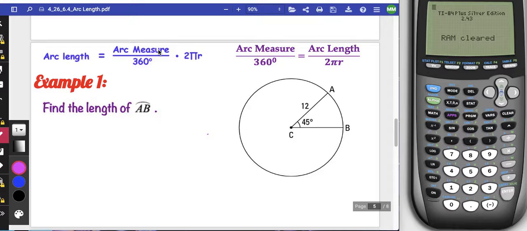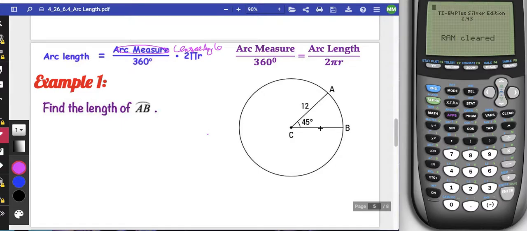And also, one thing I want to remind you again: arc measure is the same as central angle. So it really doesn't matter if you see this is arc measure, because we know it's actually the same as central angle. So I can easily replace this measurement with central angle. Okay, so this is just one quick reminder for you. Now let's check the first question.